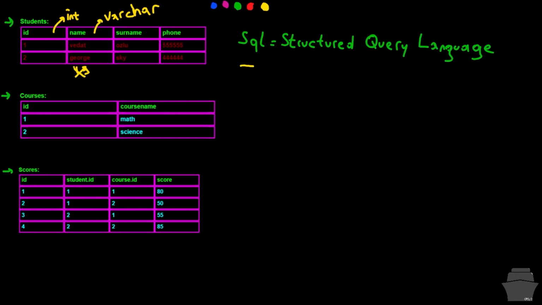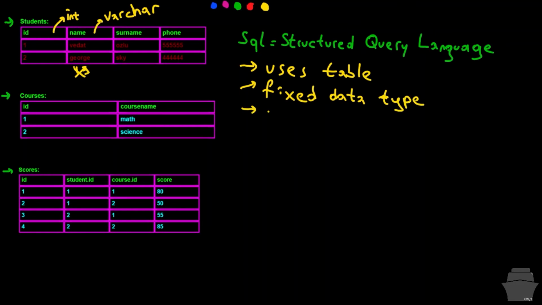So let's write down what we said. It uses table, store data. It uses fixed data type. Slower writing. So we said in SQL, the field type must be predefined, right?